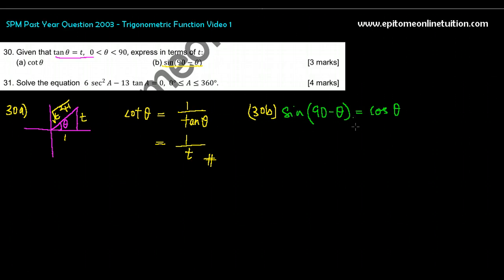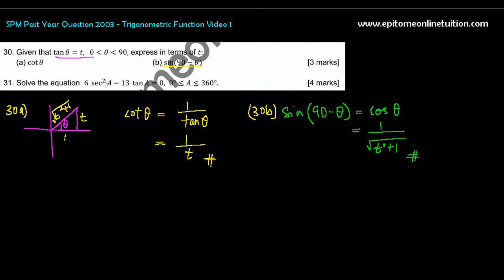Okay, it's simple. Now, if you know that sine 90 minus theta is equals to cos theta, then you should be able to answer this fairly easily as well. So at this point, we will refer to our triangle here. So cos theta would be 1 over square root of t square plus 1. So that's why I said it's important that you sketch out the triangle, because eventually you will have to make use of it. Yes? Okay, so this is how you answer 30b.